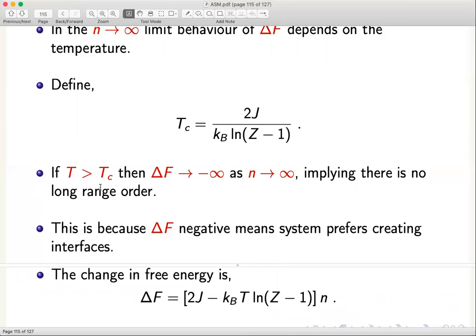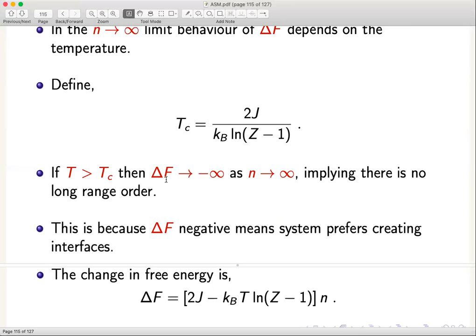But if delta F goes negative and large, what does that mean? That means the interface is preferred over the ordered state, because delta F is the free energy of the interface minus the free energy of the ordered state. If the free energy of the interface is lower, the system would prefer the interface. So for temperature T greater than Tc, the interface is preferred over the ordered state, which implies that there is no long range order at temperatures larger than Tc.